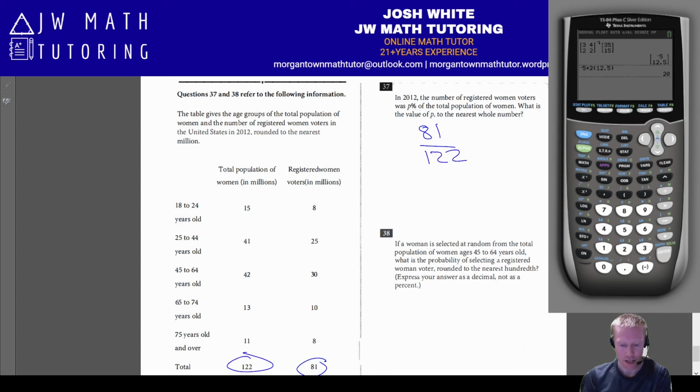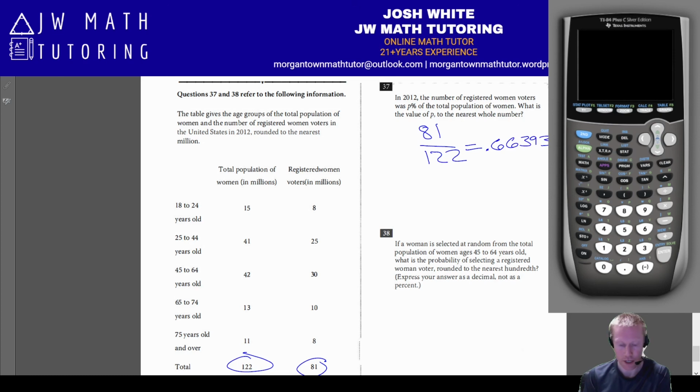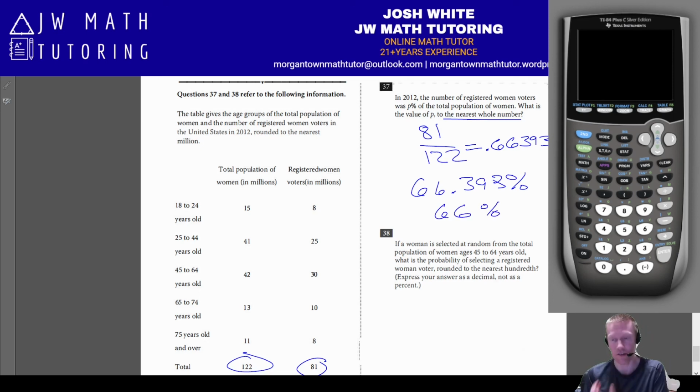So you just divide this out. Now, this comes out to like 0.66393. So notice that this is the decimal. You convert this to a percentage by multiplying it by 100, and we get 66.393%. But the question says, what is the value of p to the nearest whole number? So now you have to round it, and you should only basically give 66 as your answer. It's 66%, but you, of course, don't give the percentage. You can't grid that in. So you would just grid in 66, and that's it. Nothing else to do on that problem.